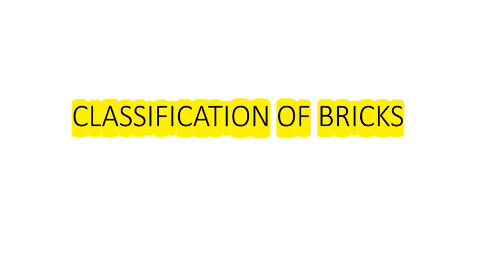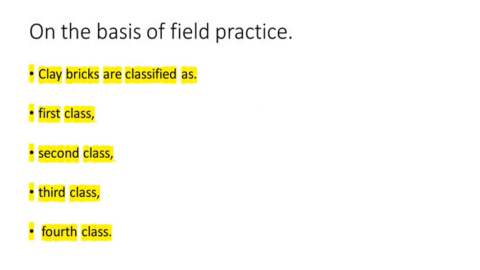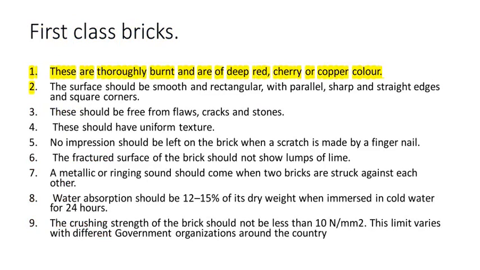Classification of bricks. On the basis of field practice, clay bricks are classified as first class, second class, third class, fourth class. First class bricks: 1. These are thoroughly burnt and are of deep red, cherry or copper color. 2. The surface should be smooth and rectangular, with parallel, sharp and straight edges and square corners.